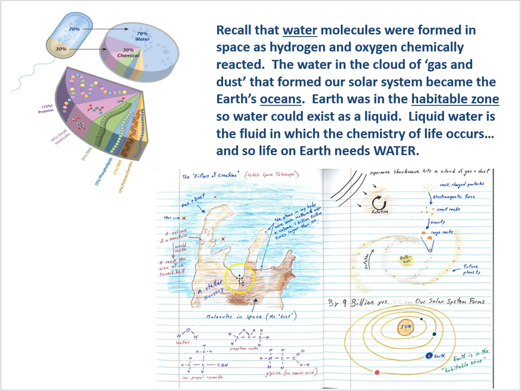So again, we drew this in our blue books. We have giant clouds of gas and dust, and that's the stuff out of which solar systems are made. The water on Earth was previously in these clouds of dust as water molecules.